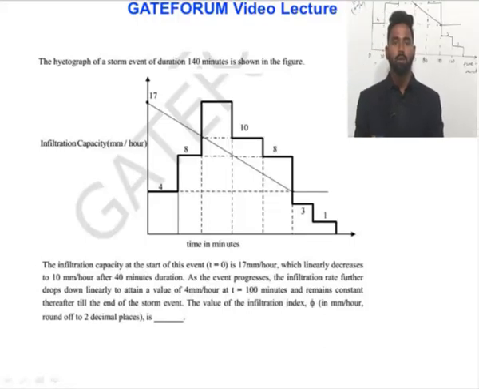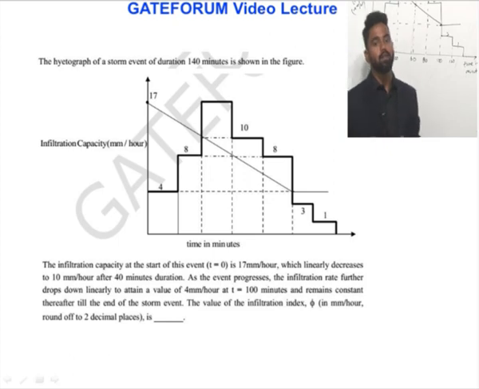The hydrograph of a storm event of duration 140 minutes is shown in the figure. Infiltration capacity and hydrograph. The infiltration capacity at the start of the event is 17 mm per hour, which linearly decreases to 10 mm per hour after 40 minutes duration. As the event progresses, the infiltration rate further drops linearly to attain a value of 4 mm per hour at t equal to 100 minutes and remains constant thereafter till the end of the storm.